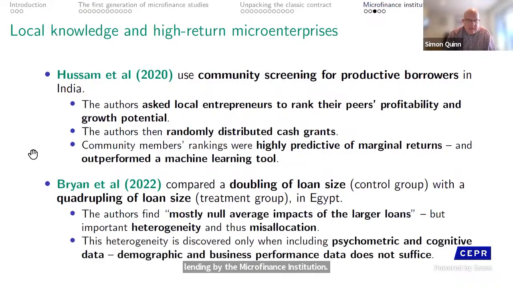Now, importantly, and resonating with the earlier work of Hussam et al., this heterogeneity is discovered only when the authors include psychometric and cognitive data, which is to say you can run this very sophisticated machine learning algorithm using standard demographic and business performance data, but that does not do a particularly good job at uncovering the heterogeneity that you will see in the effects of microloans. But when including a battery of psychometric and cognitive data collected at baseline, then you start to see very interesting heterogeneity. I think that's interesting because one could certainly imagine microfinance institutions trying to collect that kind of data, and some do, but it also speaks about, I think, the importance of the kind of information that we might know on a personal or local level, but might be much harder to collect and aggregate at an institutional level.